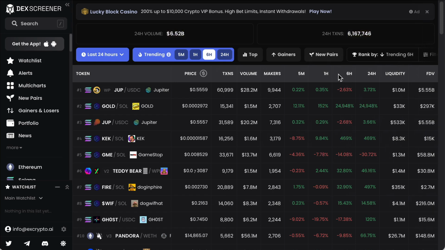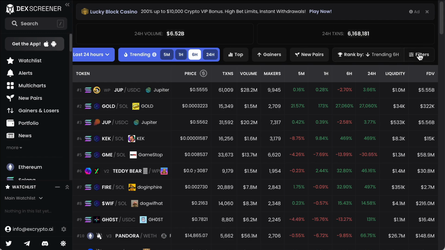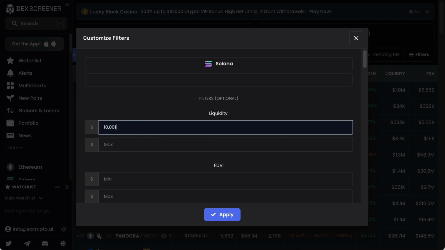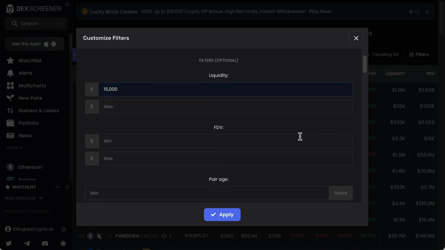Back on DexScreener, and here, what we want to do now is get onto the filters. So we just swipe towards the right, click on filters. Let's go for Solana, save, liquidity. Let's do 15. So delete everything in there and do 15 minimum. Very, very easy to do.